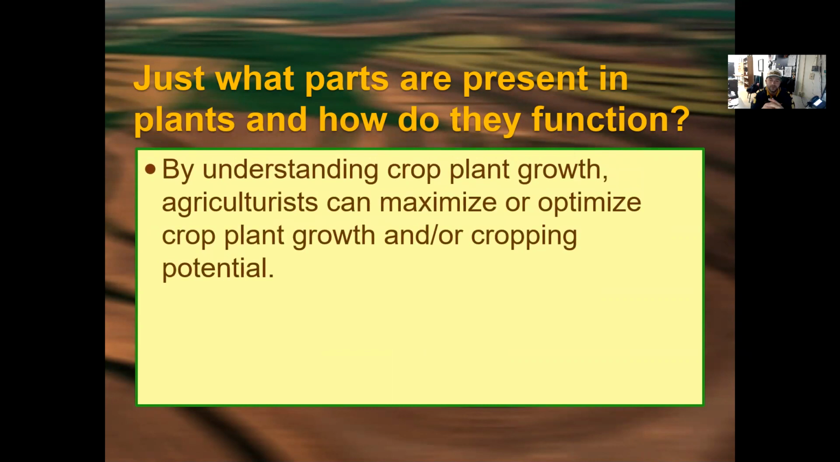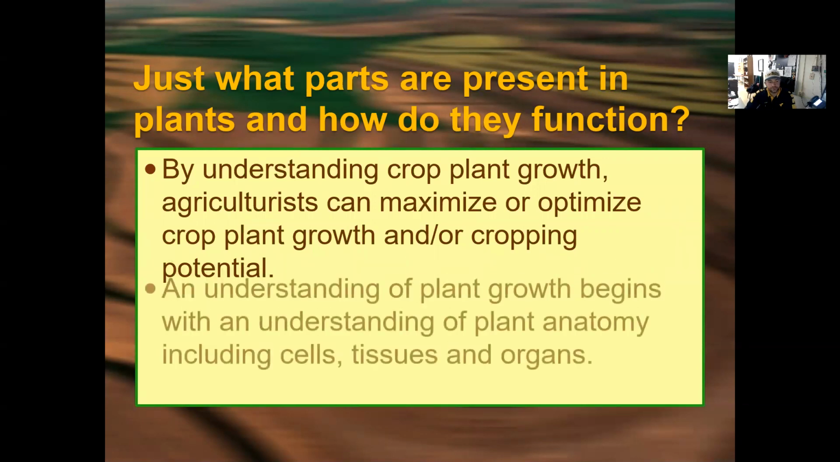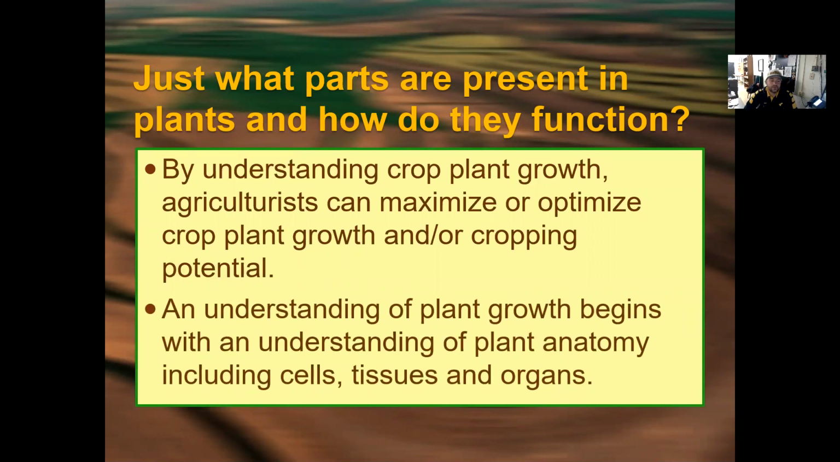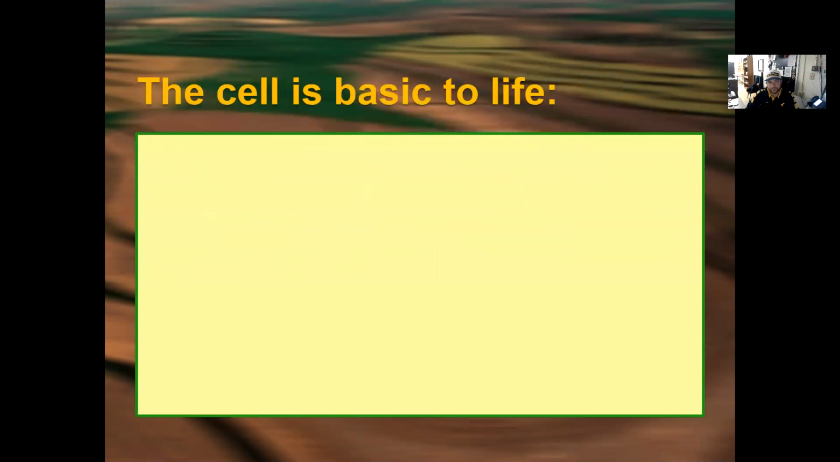By understanding crop plant growth, agriculturalists can optimize crop plant growth or their cropping potential. So you need to know the structure of plants for any sort of crop. Whether it's a farm crop, an ornamental crop for your greenhouse, or a flower crop, you need to understand the parts of a plant and issues that can arise with each one of those. An understanding of plant growth begins with an understanding of plant anatomy, so understanding how cells work, tissues work, and how organs work.